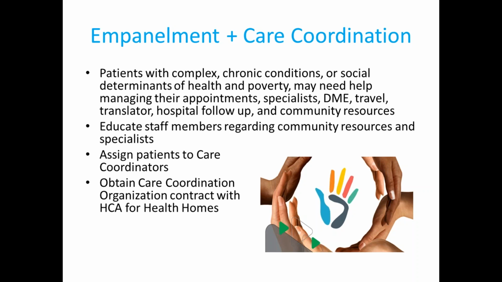HCA assigns costly, complex patients with chronic disease according to a PRISM score and provides funding for care coordination via a care coordination organization contract for health home services. Each MCO must contract with an organization to provide the prescribed care coordination. The PCP is a high performer in engaging the family in health homes.